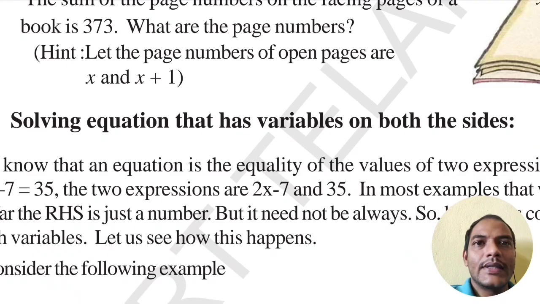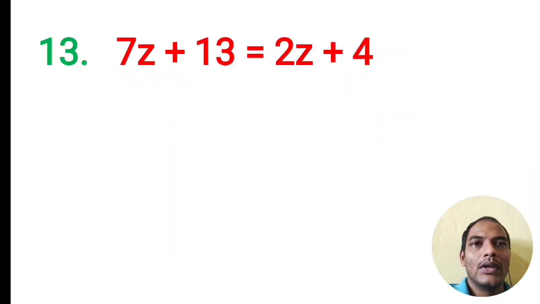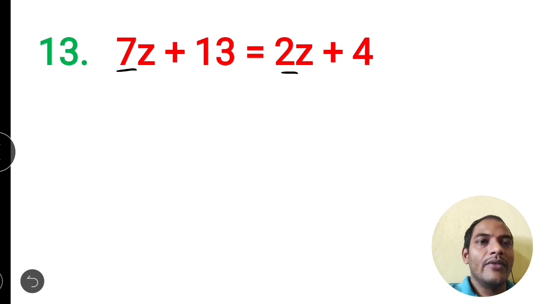So now let's start solving equations that have variables on both sides. Let us do some revision problems related to this topic. In the 13th question, 7z plus 13 equals 2z plus 4. So we have a variable on both sides of the equal symbol. Here one variable and here another variable. When you have a variable on both sides of the equal symbol, what do we have to do? Write the variables on the left side and constants on the right side.